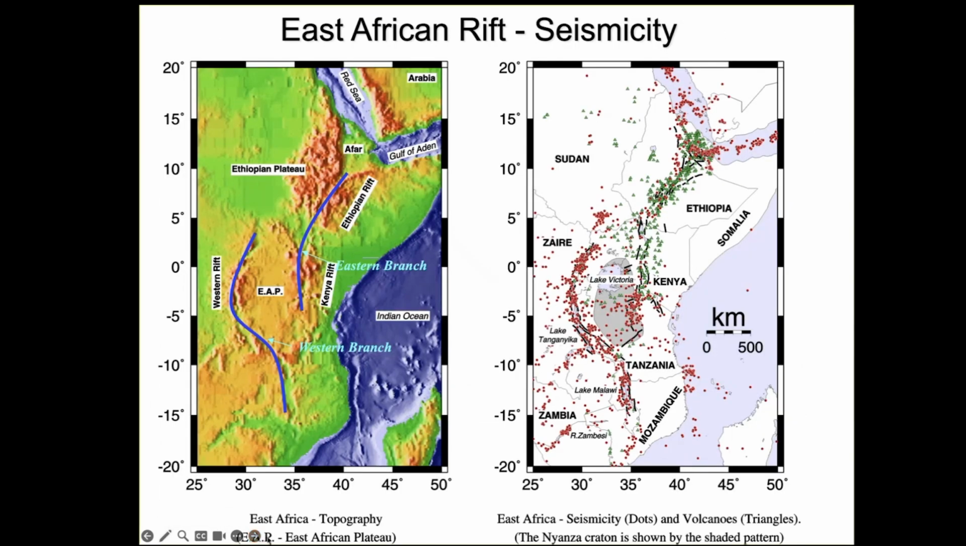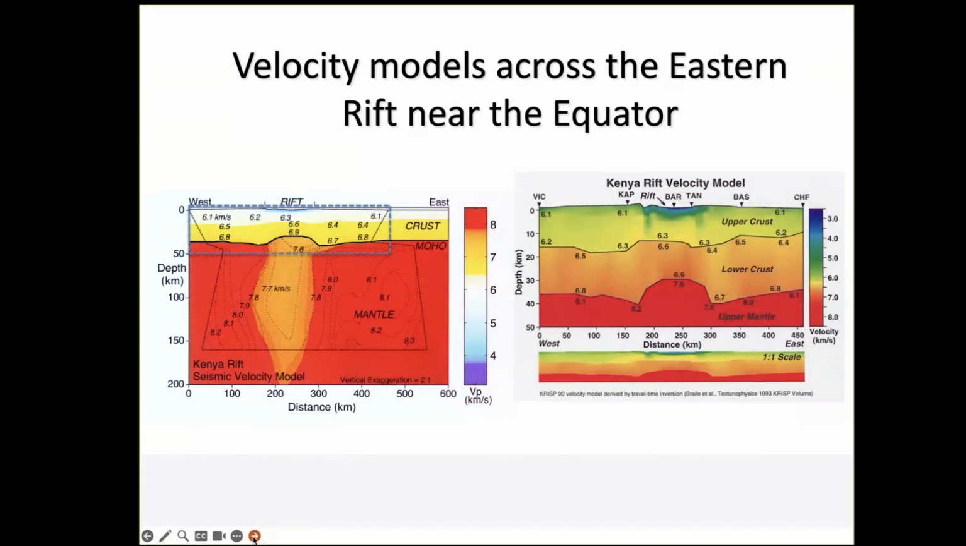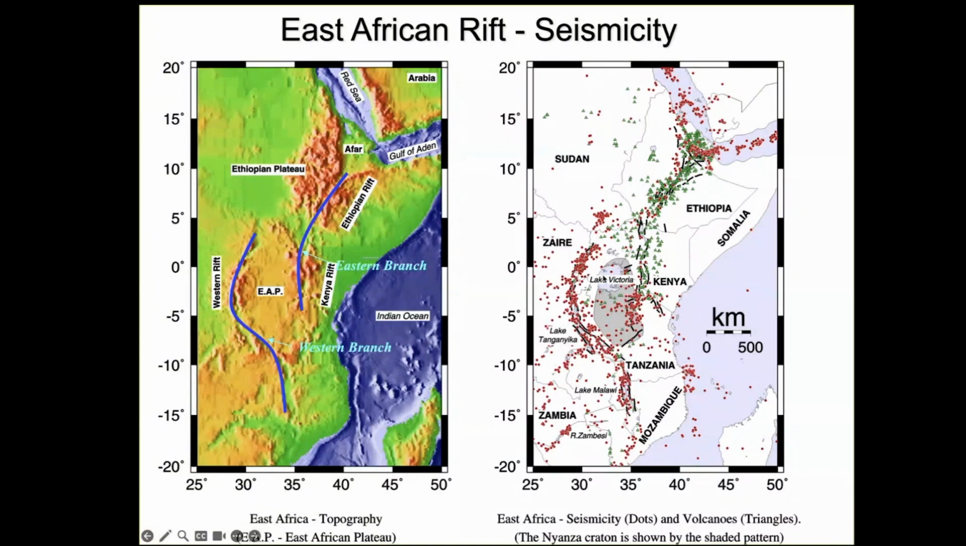All right, so here we can see the overall seismicity for the East African Rift, right? The red dots are earthquakes, and the green triangles are volcanoes. Now we can take a look at some crustal velocity structure across the Eastern Rift near the equator. So let's go back there. So there's the equator. There's the Eastern Rift. So we're sort of looking in this region.